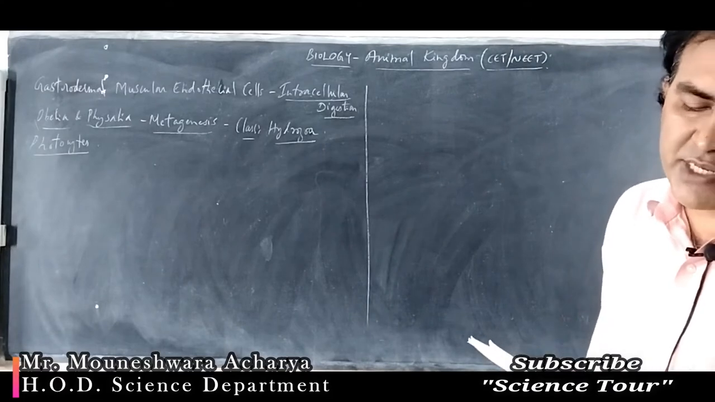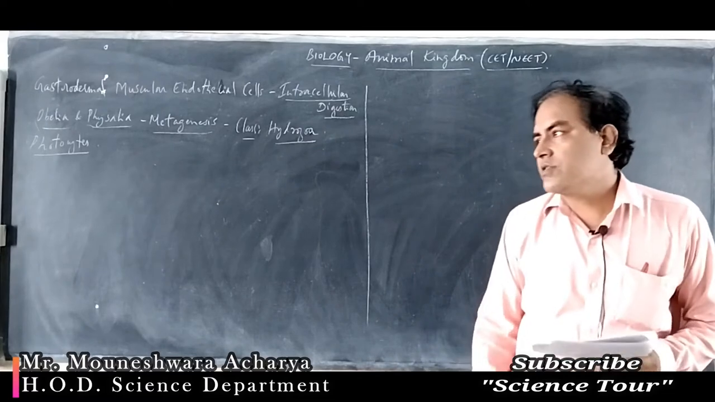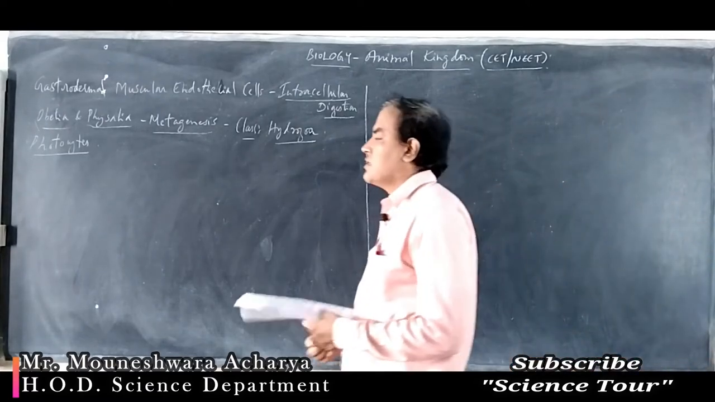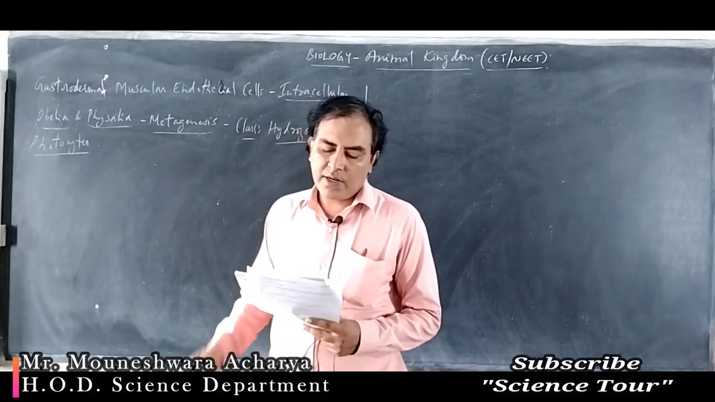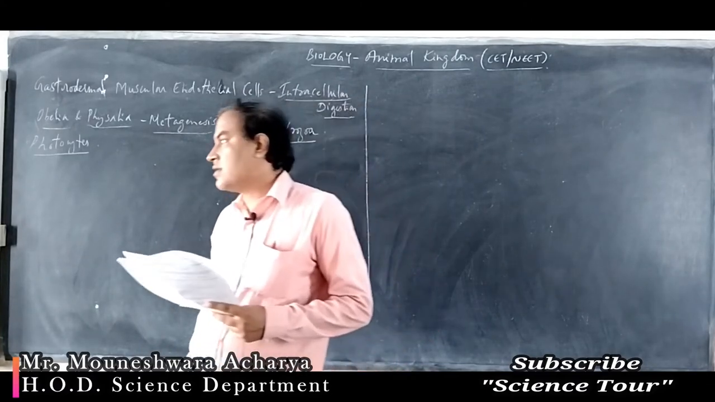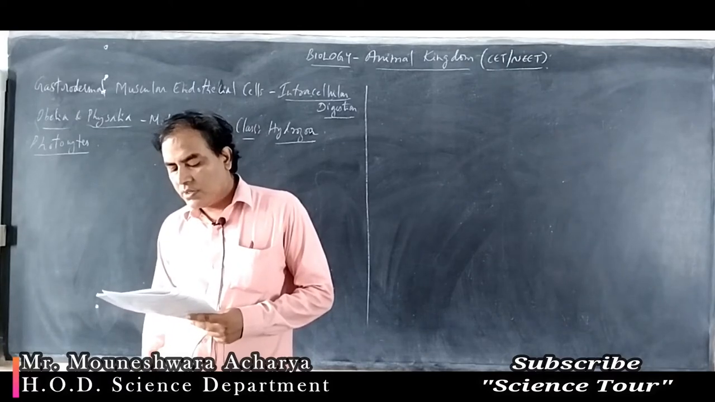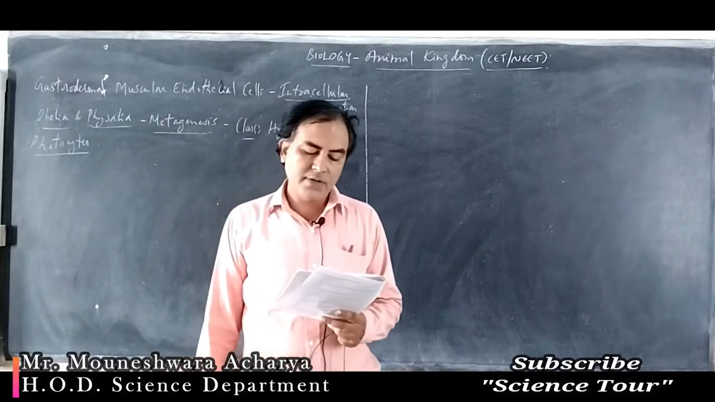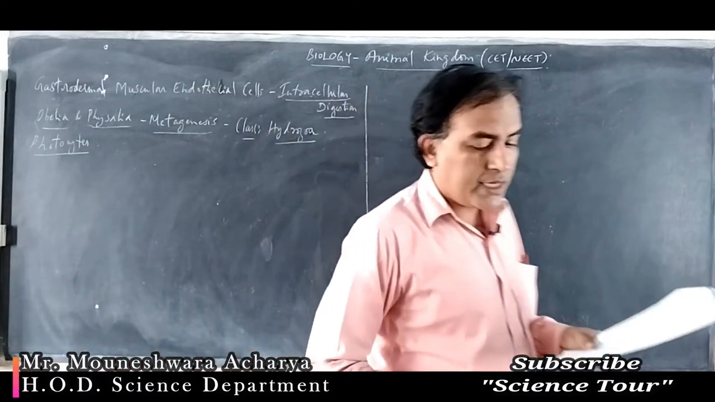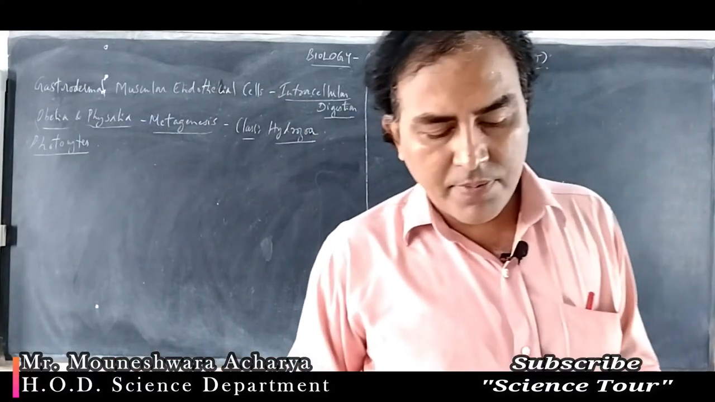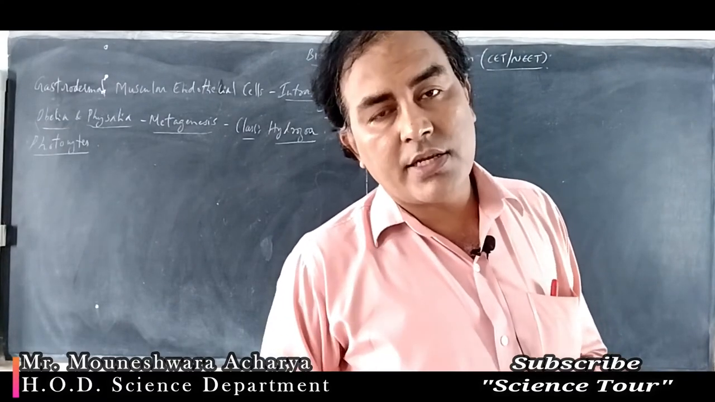Question number 20, which specialized cells are present for excretion in the phylum Platyhelminthes? Flatworms have which specialized cells for excretion? One, collar cells, also called choanocytes. Two, nidoblasts. Three, flame cells. Four, nematocytes. Which helps in excretion in Platyhelminthes? Those are the flame cells.